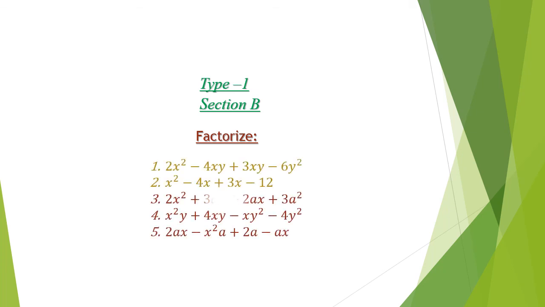Type 1 section B, these are the examples for type 1 section B. Factorize. All questions are 4-term questions, and in these questions, on question number 4 only, just arrange this. Arrange this value and this value so that you can avoid the minus sign from between. Interchange this position and take the sign with them. All others are simple, only 4.